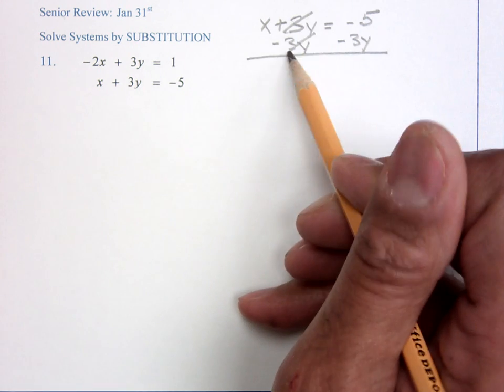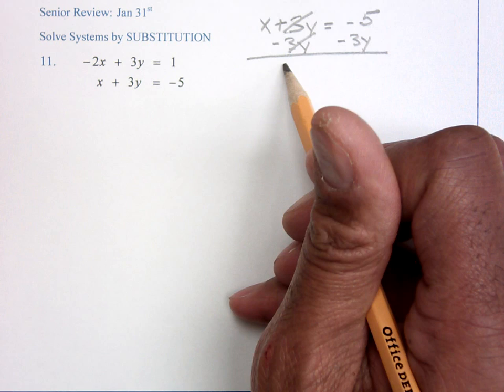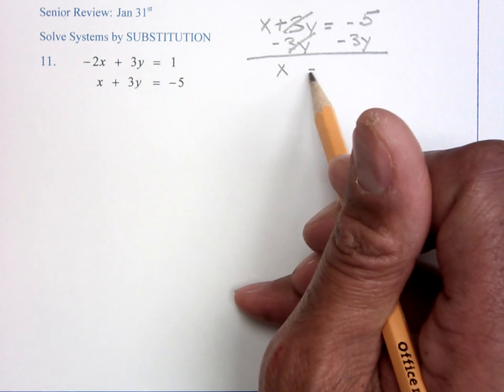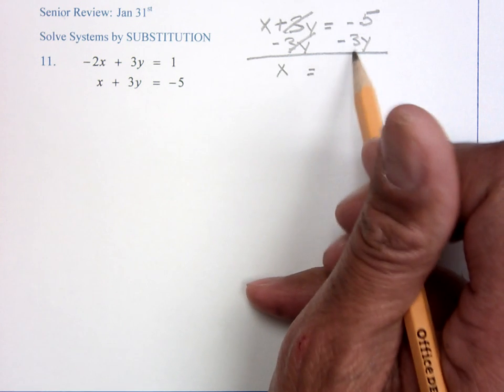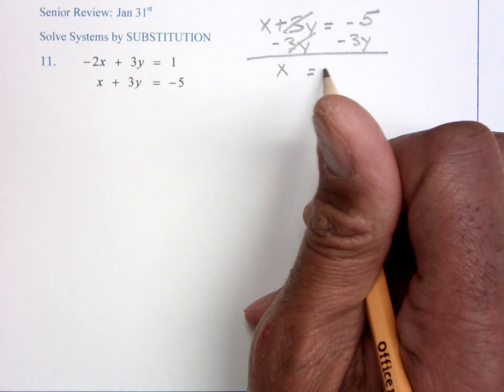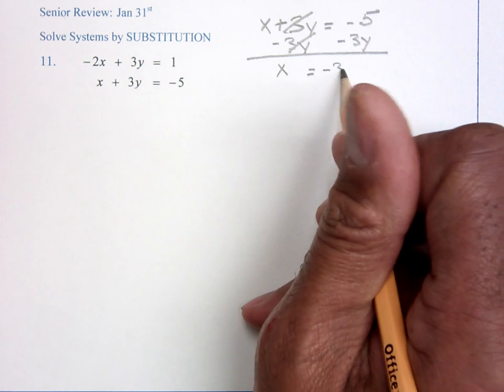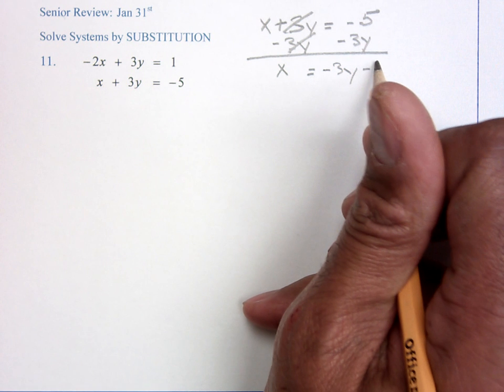These two terms will simplify. We're left with x, and we're just going to write these two terms down. Remember, we don't combine these because they're not like terms, but we can write either term first. I'll put the negative 3y first, and then the negative 5.